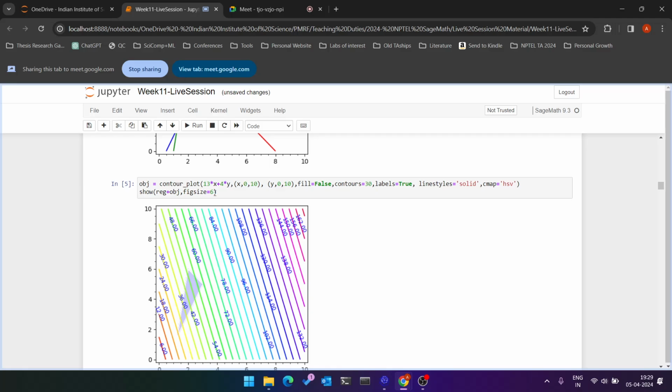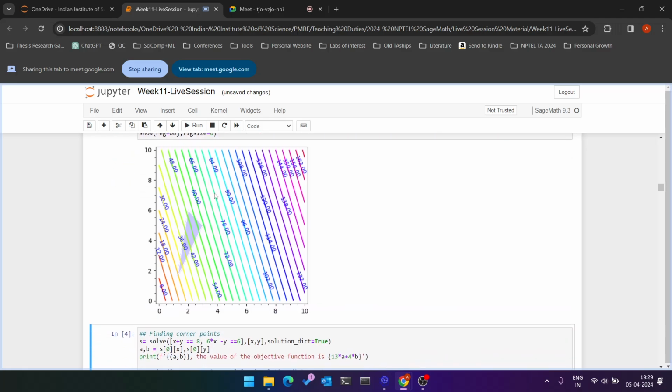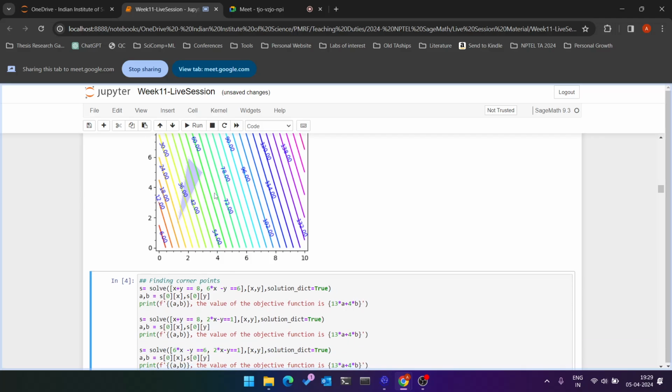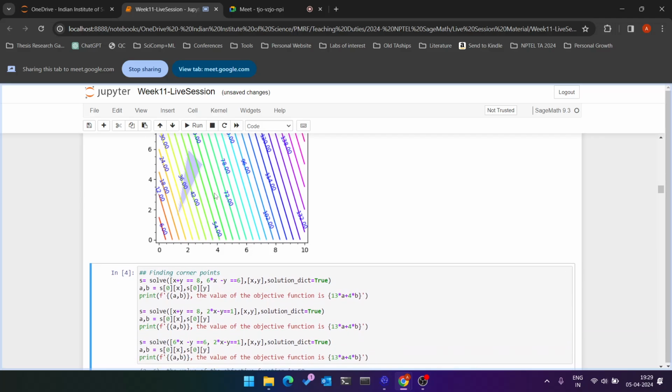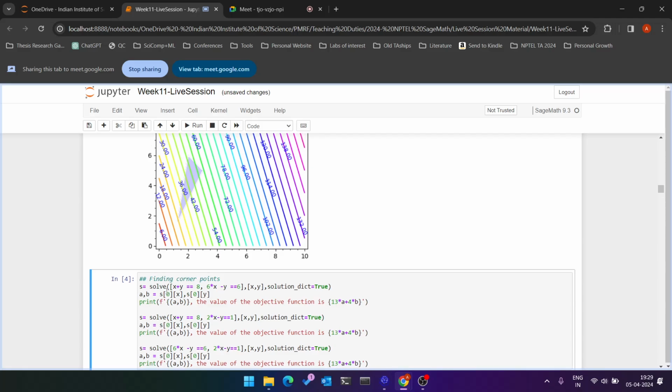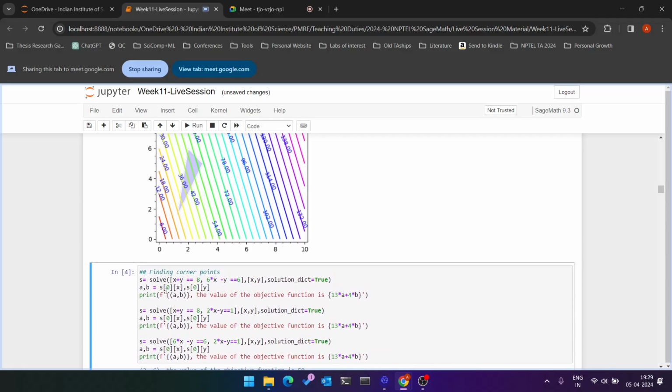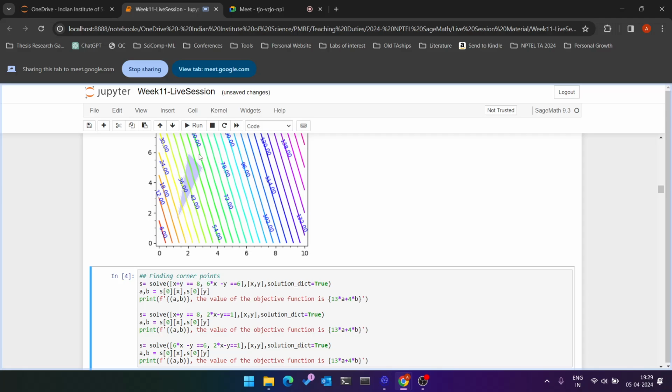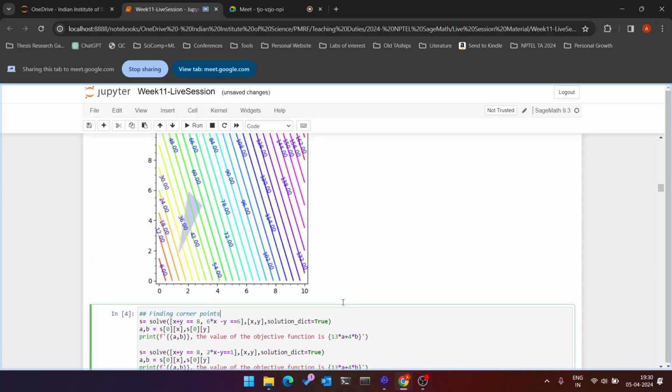Right. So we'll be solving for the corner points. Firstly, we'll be solving for x plus y is equal to 8. This is this line, and 6x minus y equaling 6 seems to be this line. If I solve this, I'll get an x comma y solution, and at that x comma y solution, I'll be plugging into 13a plus 13 into x plus 4y.